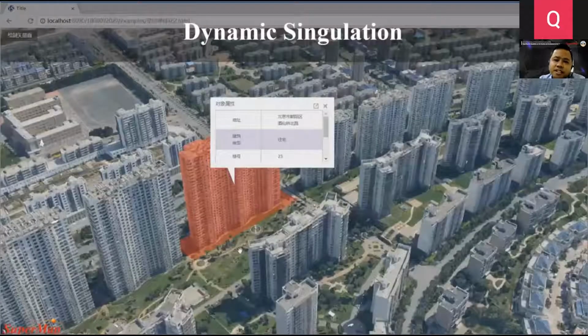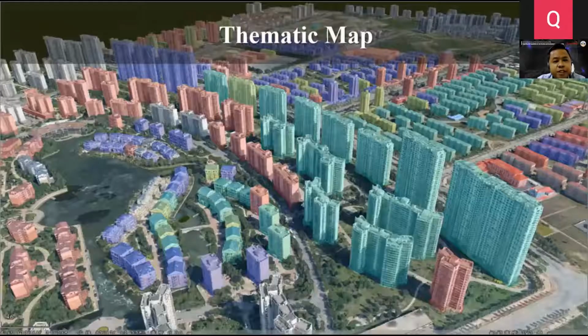This is another example of a thematic map referring to the attribute of the buildings. We can separate by attribute and make a thematic map by color, for example.